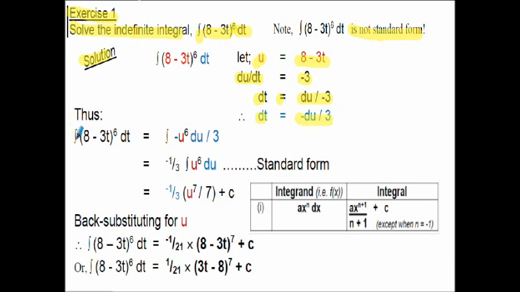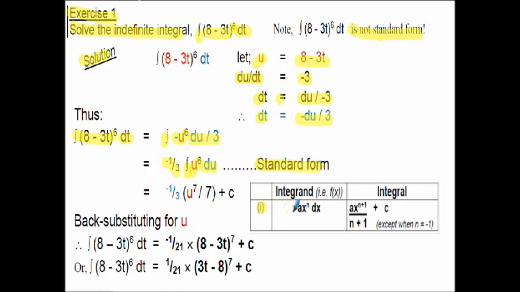So now our original integral of 8 minus 3t to the power of 6 with respect to t is written as the integral of u to the 6 multiplied by negative du divided by 3. Again, taking constants outside the integral sign, I can take the negative 1 upon 3 outside of the integral to leave me with the integral of u to the power of 6 with respect to u. This is now in standard form.